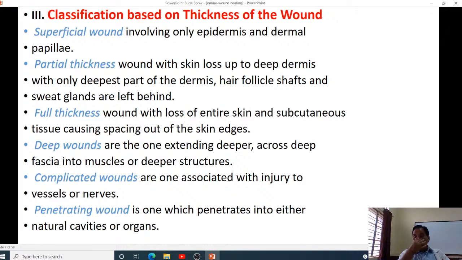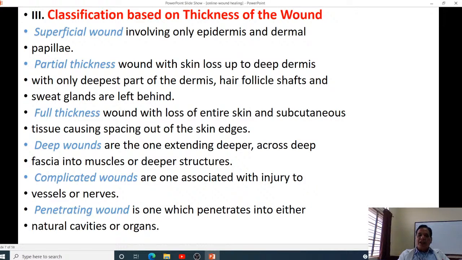The most important classification for us is the one based on the thickness of the wound. Thickness is the primary thing which is going to differ in the management. According to thickness, what are they? First is superficial wound. Why do you call it superficial? Because only the epidermis and dermal papillae, that means outside of the dermis, are involved. So these are going to have a normal healing.